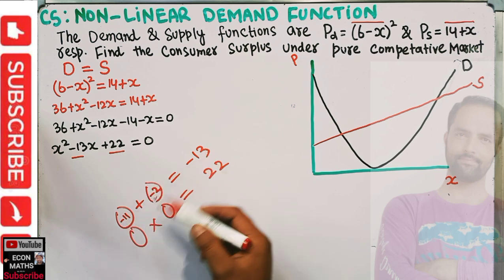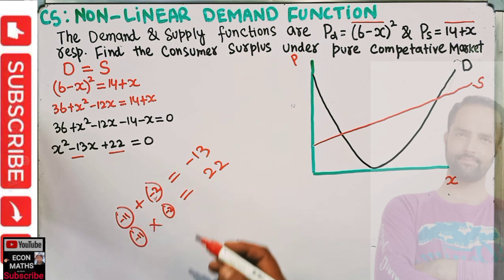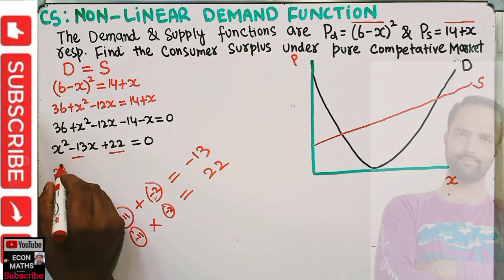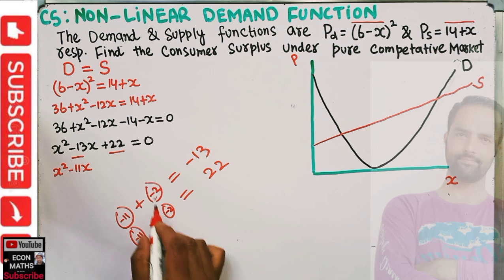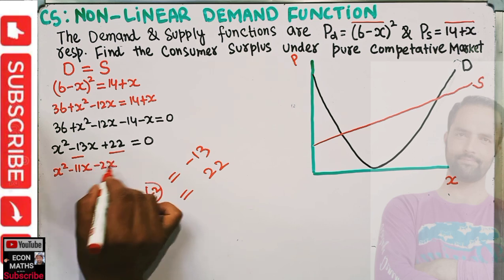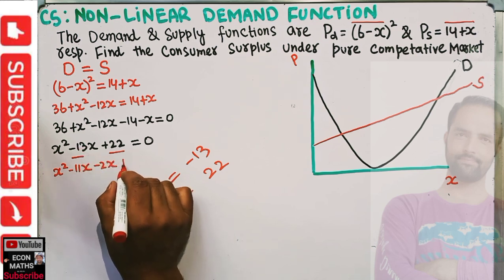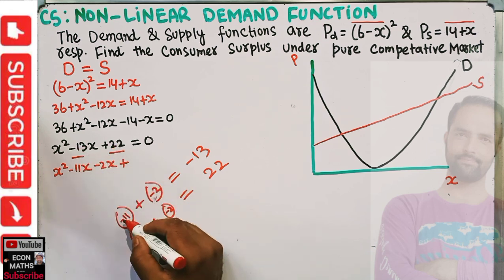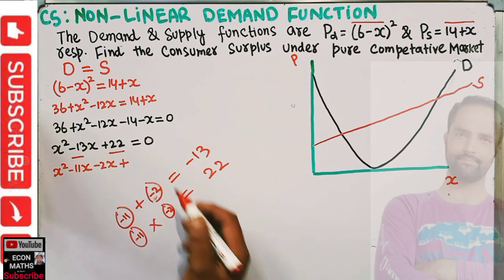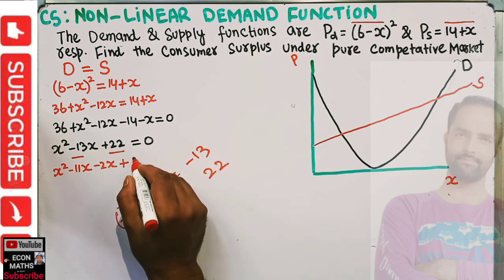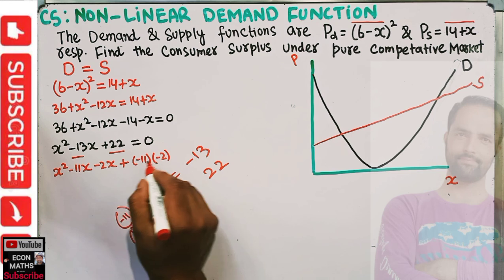Minus 11 minus 2 is minus 13, and minus 11 into minus 2, minus into minus becomes plus, 11 twos are 22. So I can write it like this: x square, in place of minus 13x I will write minus 11x and minus 2x. You can see here minus 11x minus 2x will be equal to minus 13x. In place of 22 I will write minus 11 and minus 2. Minus into minus is plus.